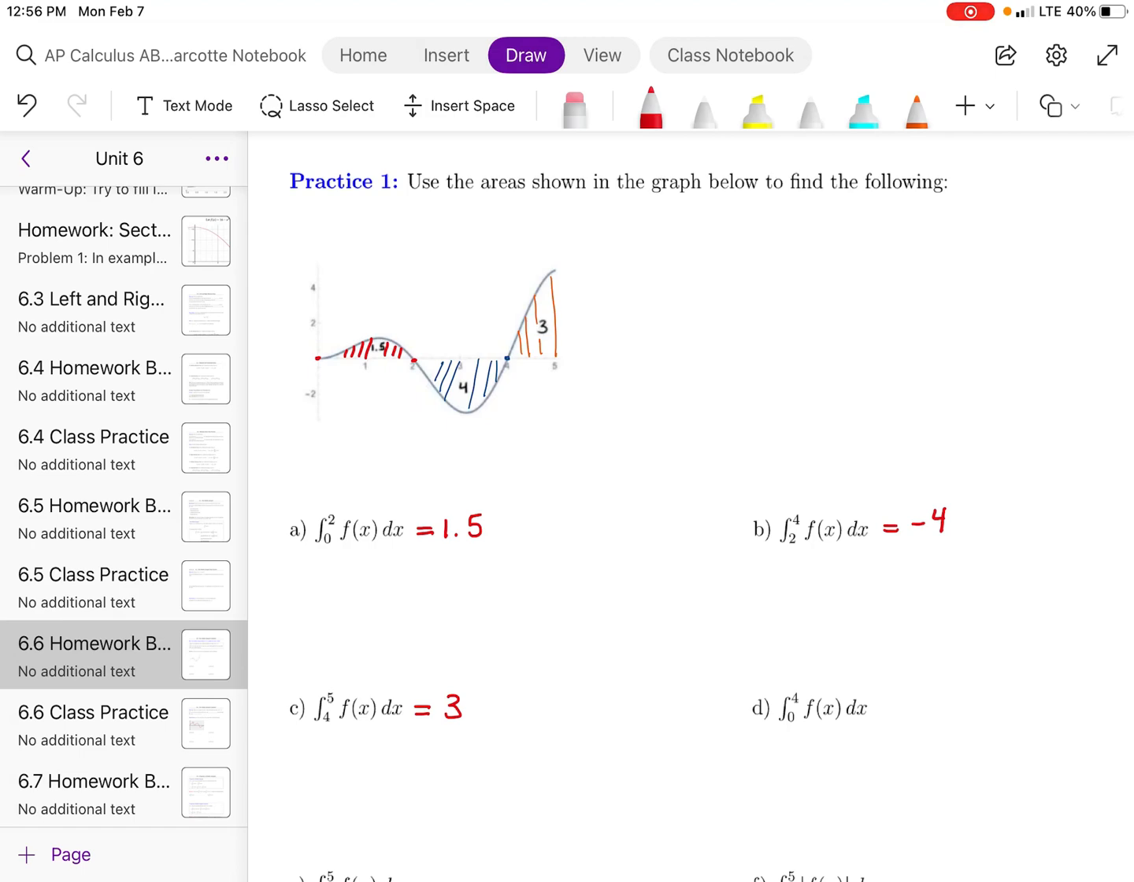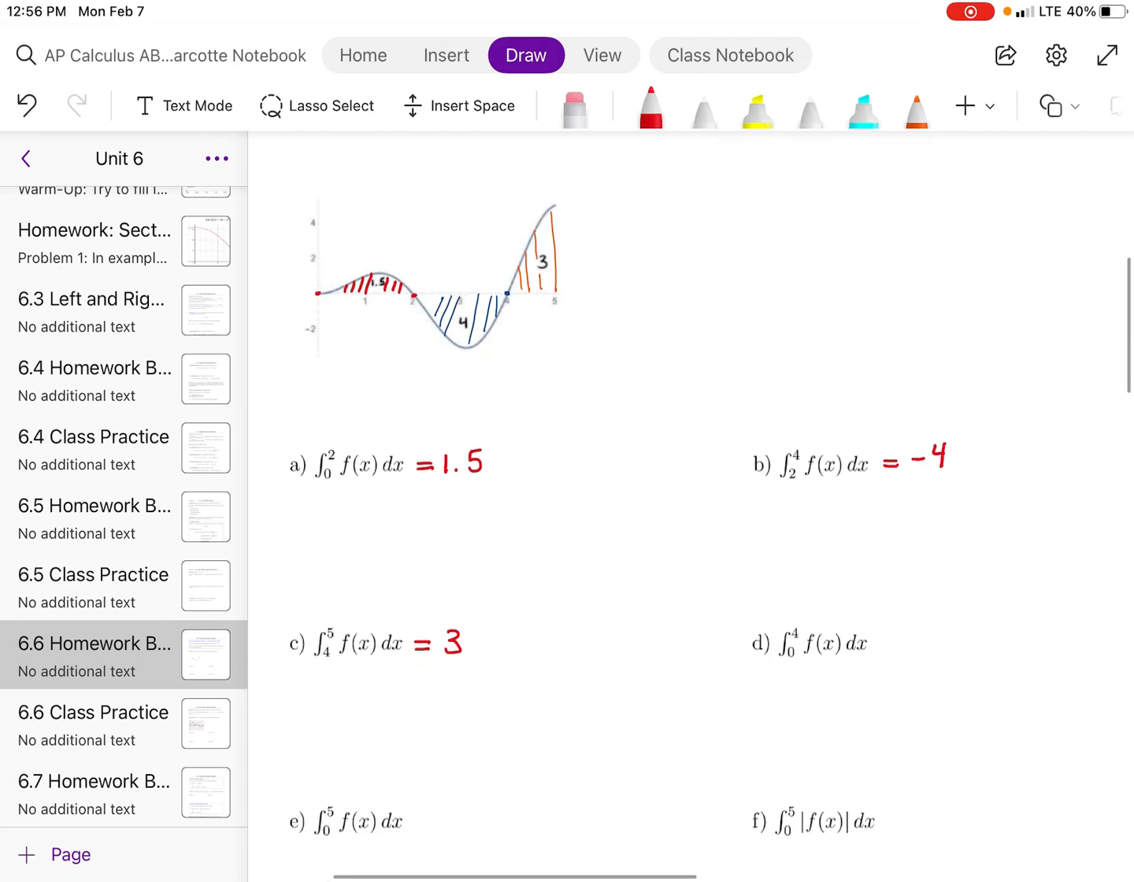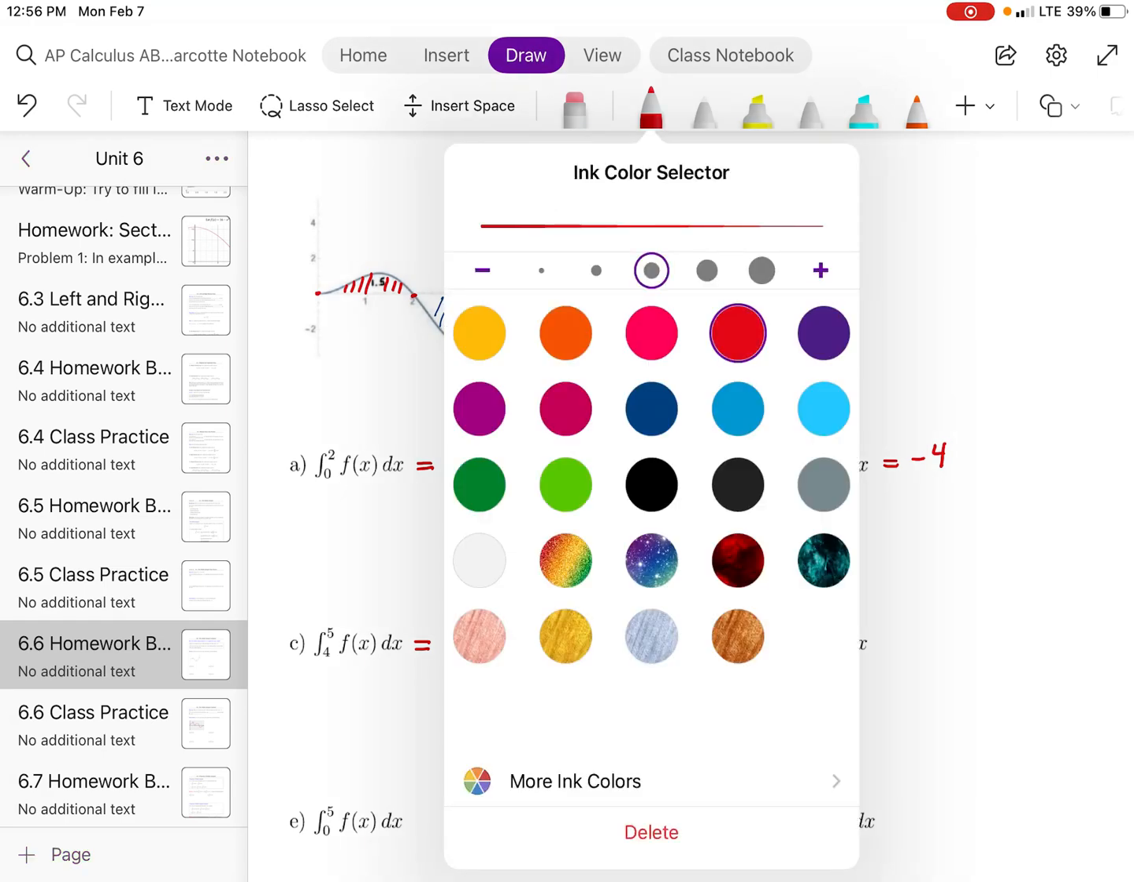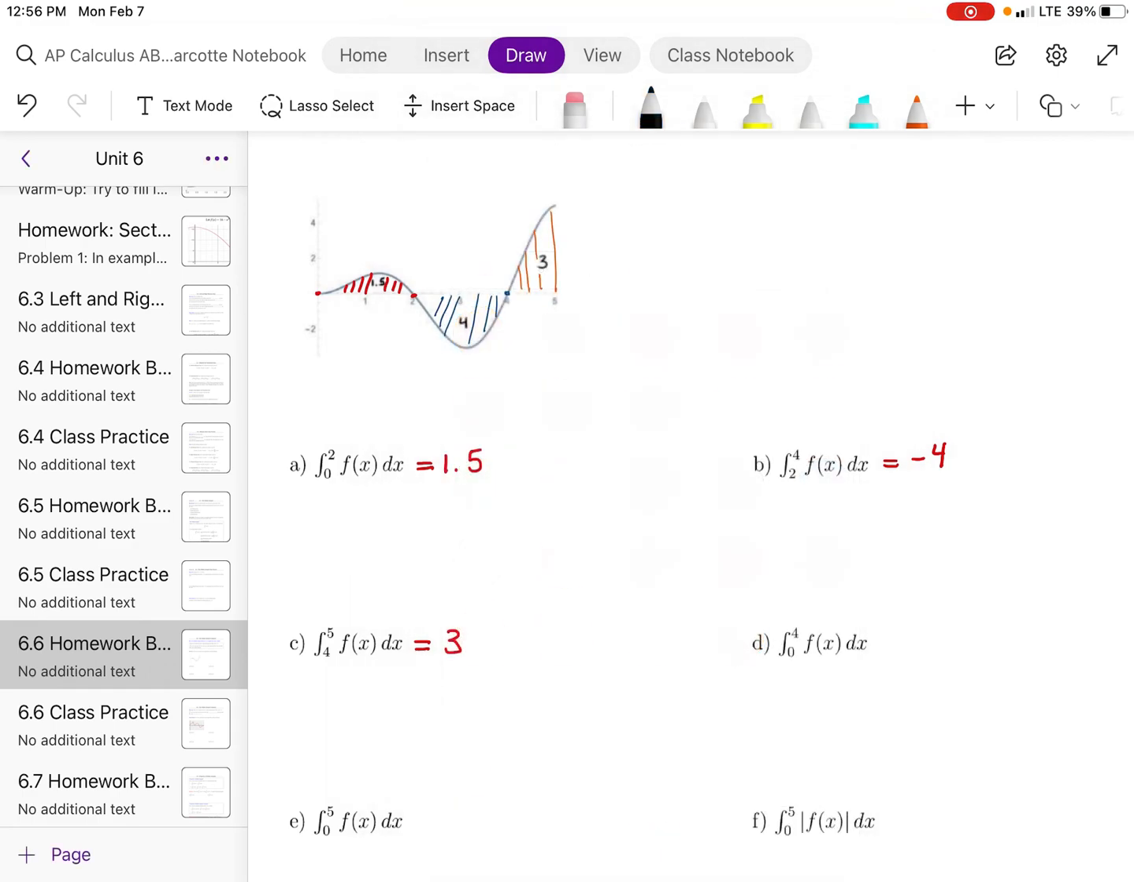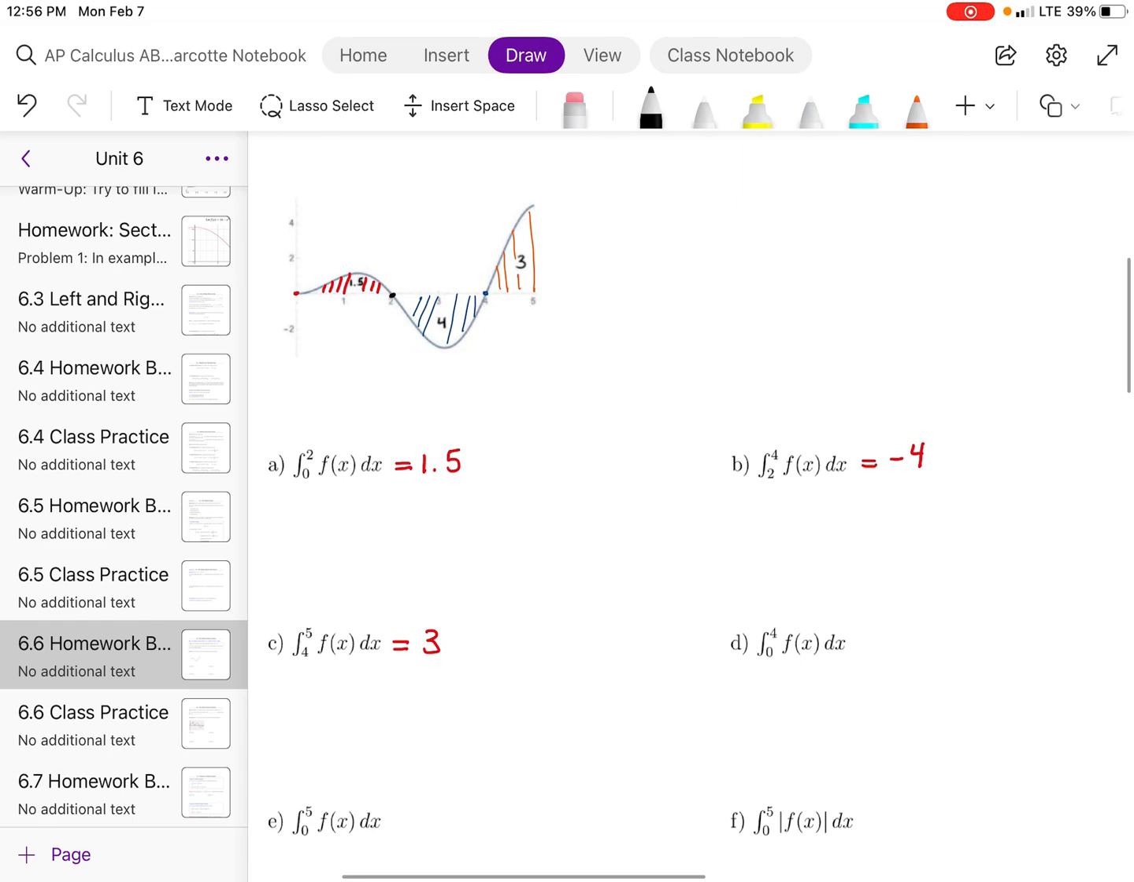Now in part D, I'm looking at finding the definite integral from 0 to 4. How would I go about finding this integral? Notice that it breaks up in terms of finding the area at 2, because at x equals 2, the curve switches from being above the x-axis to being below the x-axis.